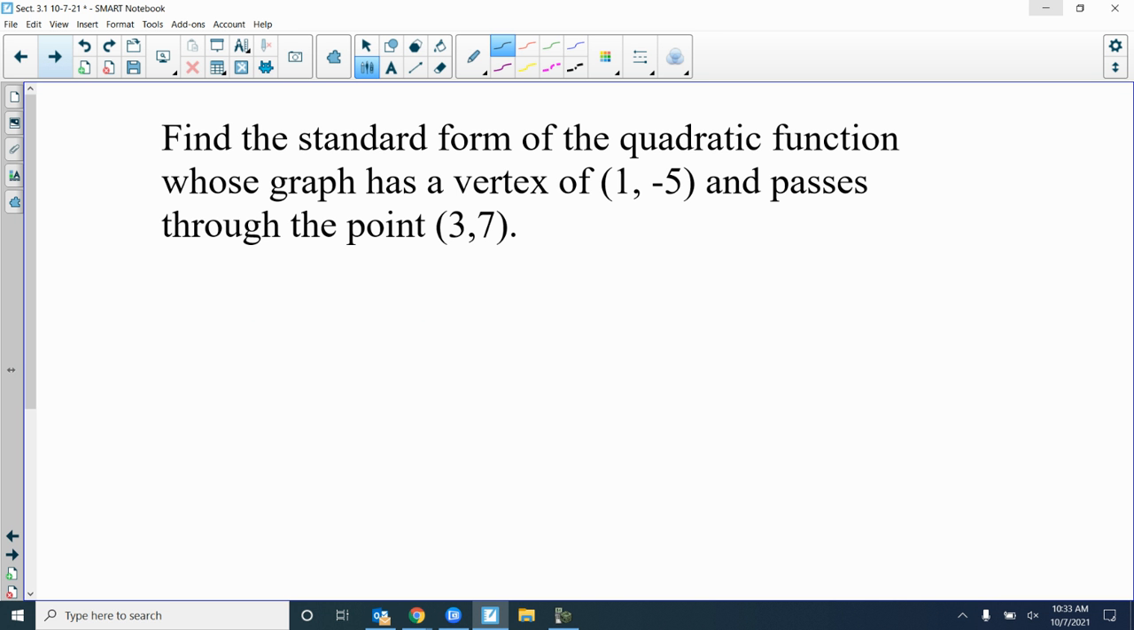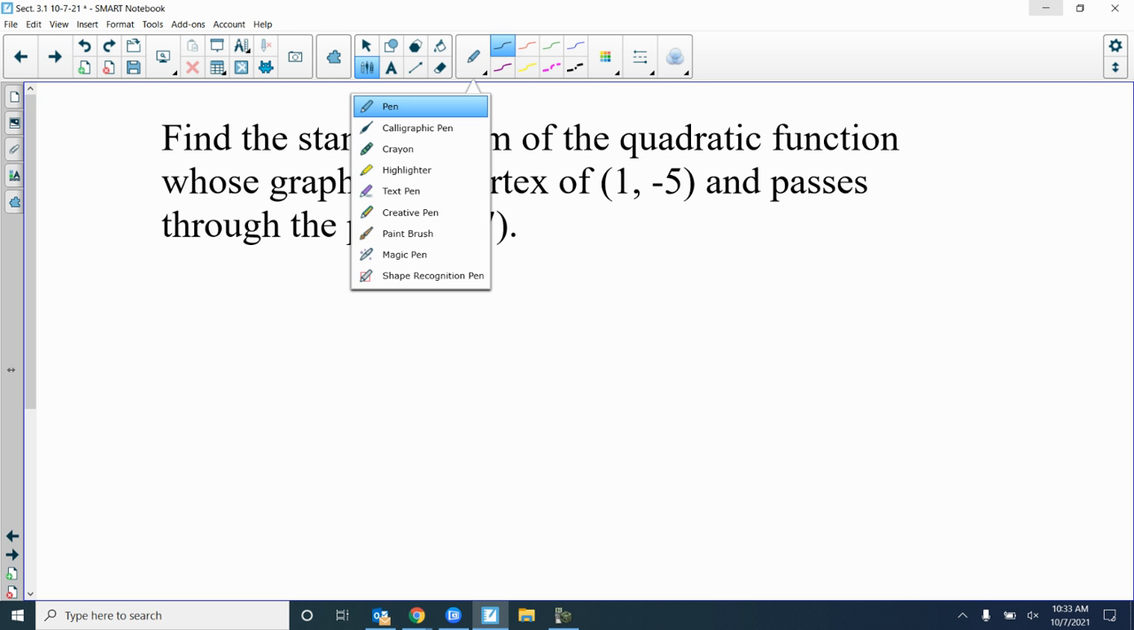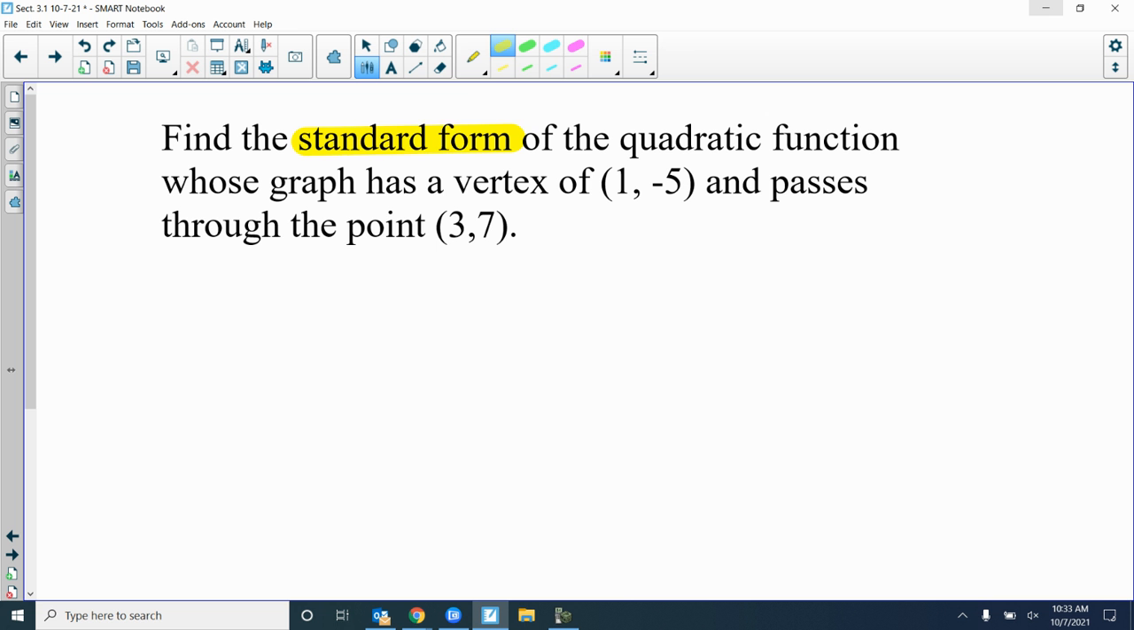All right, find the standard form of the quadratic function whose graph has a vertex of 1, -5 and passes through the point 3, 7. All right, if you see standard form for our book, you got to think, our f of x equals a times x minus h squared plus k. Okay, but that's what it's saying. Put it in that form. We know the vertex.